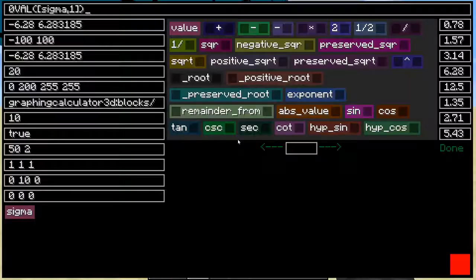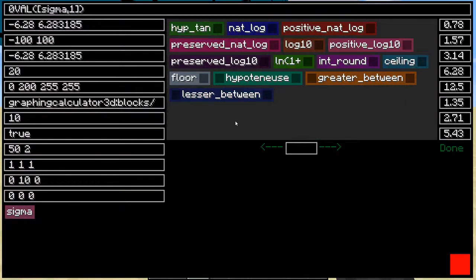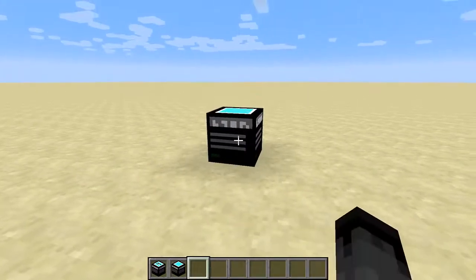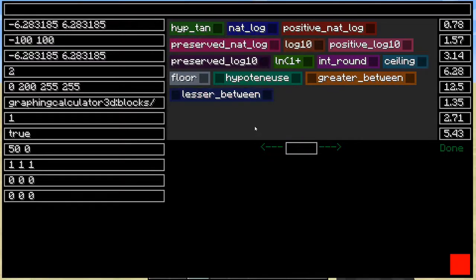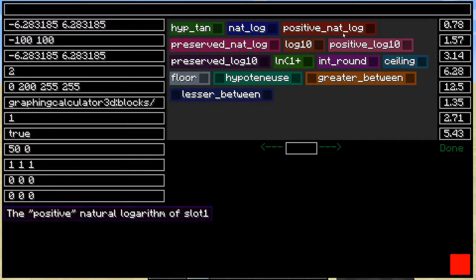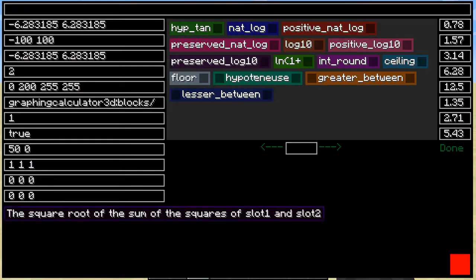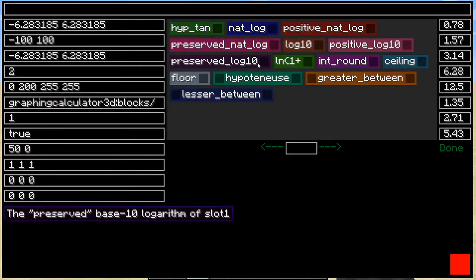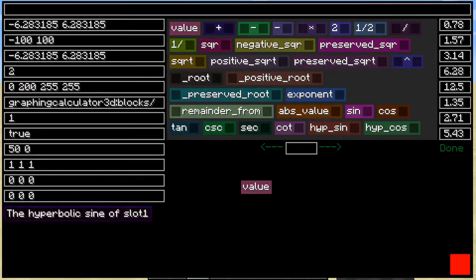Should be better. And I've also taken the liberty of adding a couple new blocks, which are probably best shown on the Cartesian calculator. Let's take a look at them. So we have natural log there, that was already there, and what I've added is positive natural log, preserved natural log, positive base 10 log, and preserved base 10 log. And those correspond similarly to the positive square root and preserved square root and things like that. So if you already know what those do, then you probably know what this is going to look like.